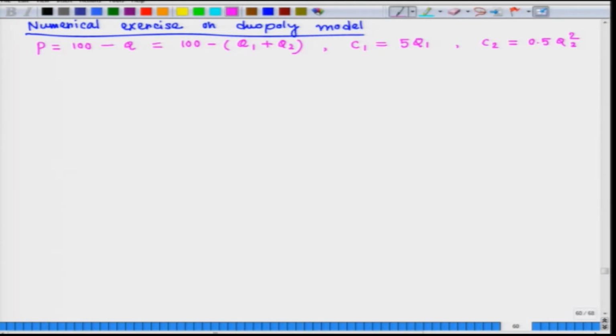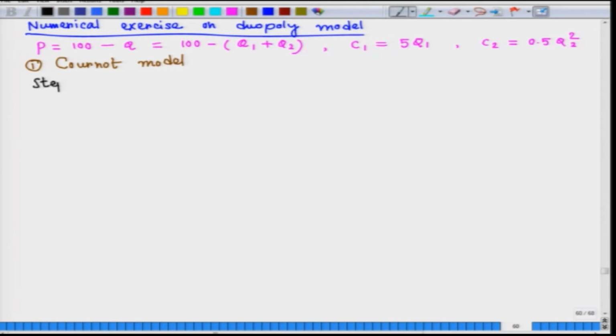So, let us look at how with this common information we can derive the Cournot equilibrium and Stackelberg equilibrium, right. So, let us first study the case of the Cournot equilibrium. The Cournot model case. So, how to solve a Cournot model? We have to proceed step by step.